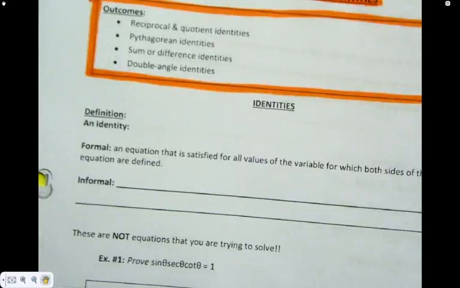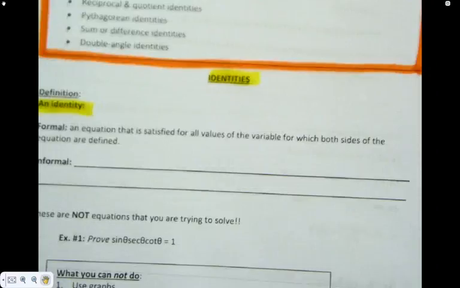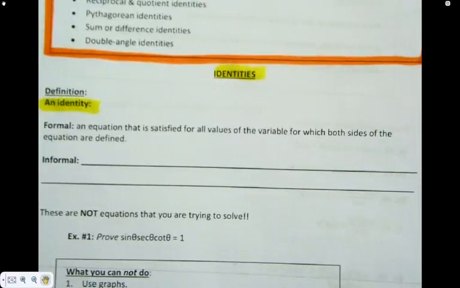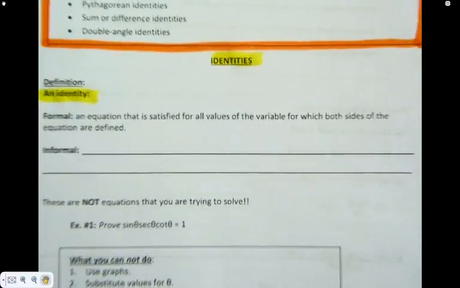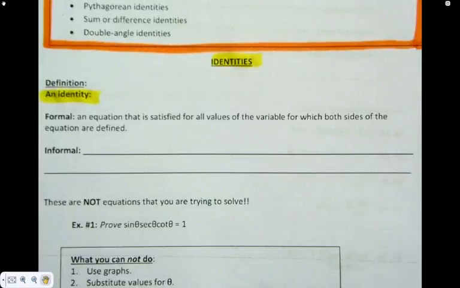What's an identity? Here's the formal mathematical, like Webster's dictionary definition. It's an equation that is satisfied for all values of the variable for which both sides of the equation are defined. That makes sense. It always makes sense when you read in the dictionary, right? Here's what it really means, the informal. They're equations that we're not going to solve because we did that in Unit 1. They're equations where we're going to prove that one side is exactly the same as the other side.